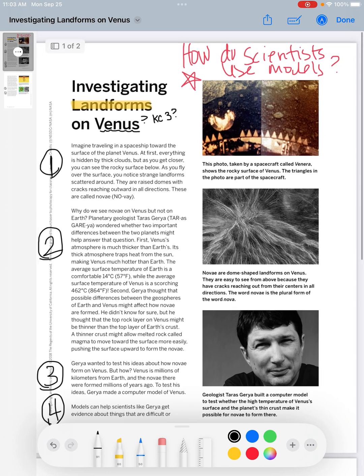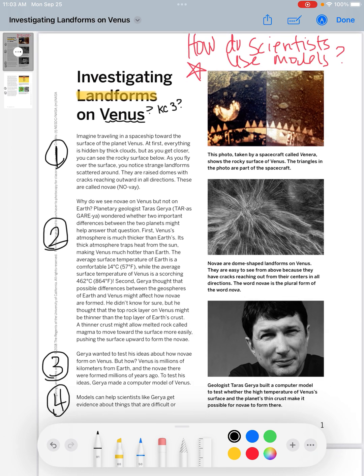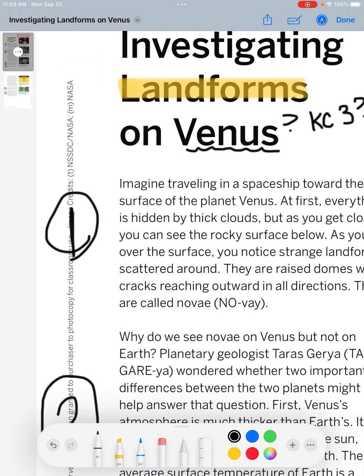And then I also want to take a look at the photographs. But I'm not really quite sure what the photographs are about yet. So I think it's a good idea to read the very first paragraph and get a sense of the article before I look at the pictures and the captions underneath the pictures. So let's go ahead and do that.